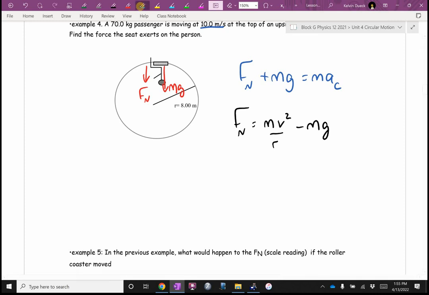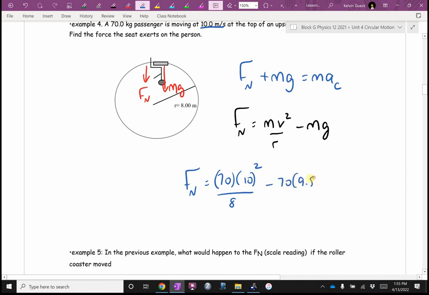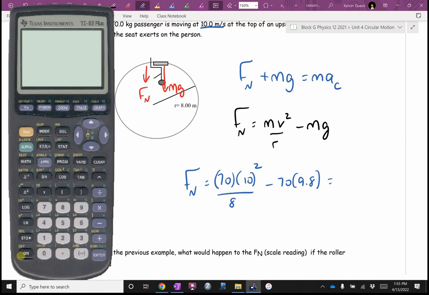Okay. Let's plug the numbers in. So the normal force is going to be, what was m? 70? v, 10. Don't forget the squared. Over 8 minus 70 times 9.8. What do you get? I better get a positive answer. If I get a negative answer, I've messed up my free body diagram or made a typo in my calculator. 189? Units?